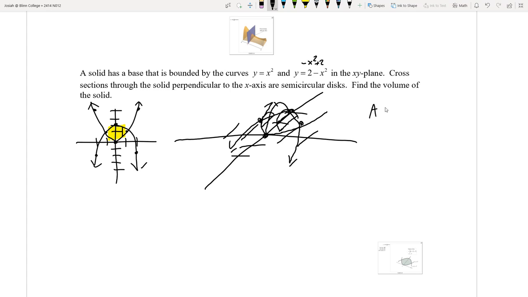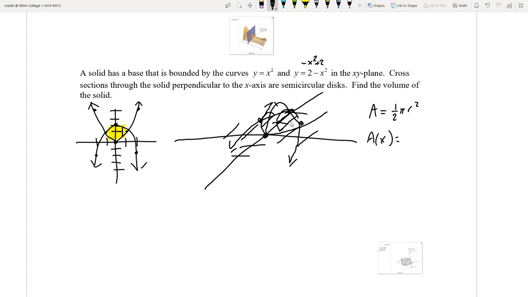The area of a semicircle is going to be 1/2 pi r squared. Right, area of a circle with a half on it. All right, so we need to determine, this is in terms of r, we need it in terms of x. So we need to figure out, how do we represent this radius in terms of x?